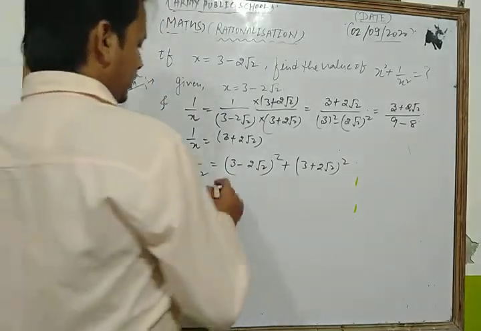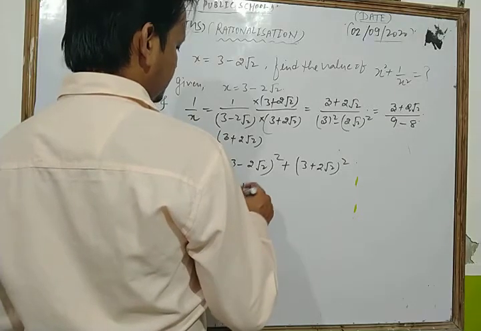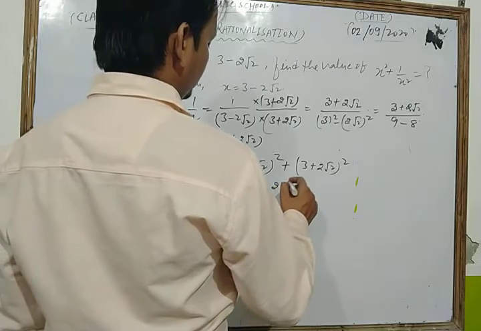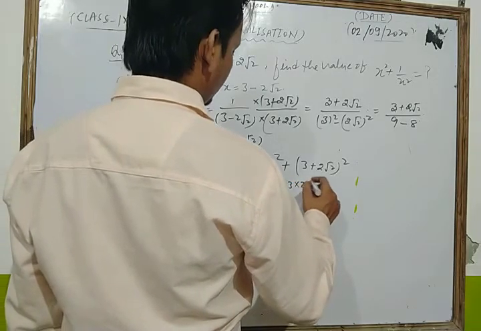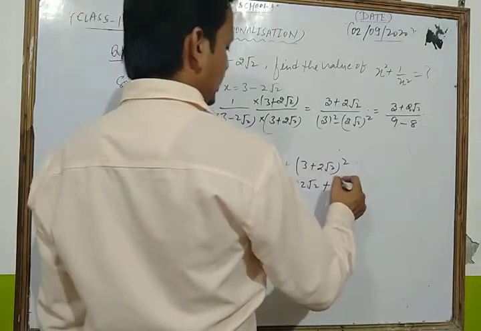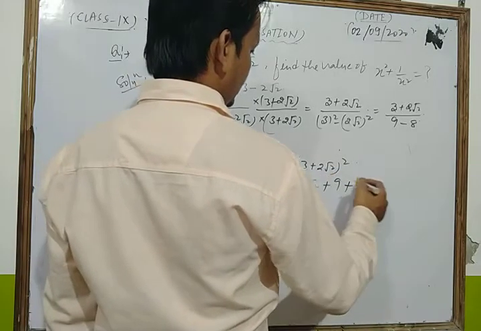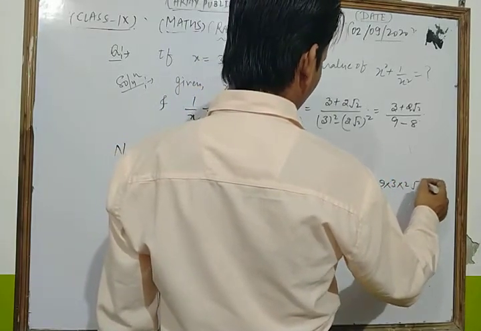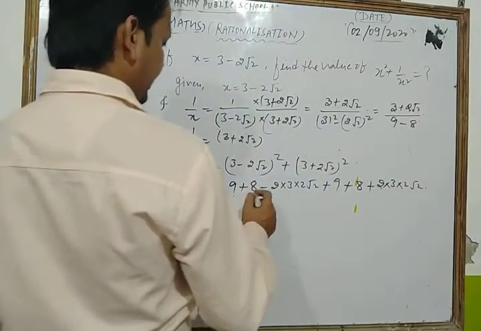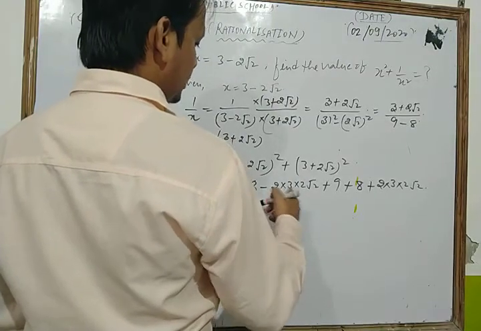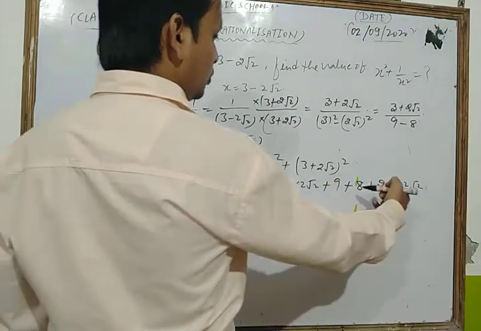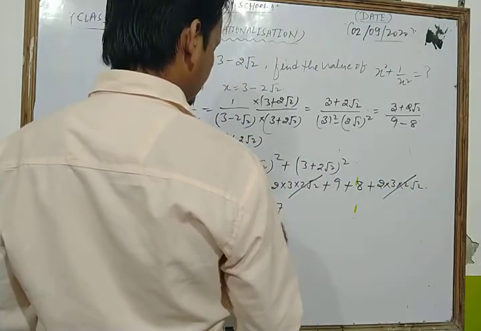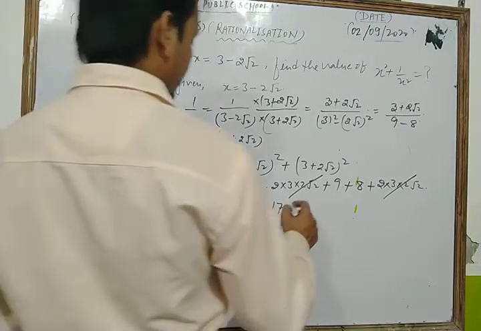Let's see. Here we write a square, 3 square is 9, plus b square, 2 root 2 squared is 8, minus 2ab, 2 into 3 into 2 root 2. Same here: a square is 9, b square is 8, plus 2ab, 2 into 3 into 2 root 2. Now look, 9 plus 8 is 17, and the minus and plus 12 root 2 cancel each other. So 17 plus 17, what do we get? We get 34.